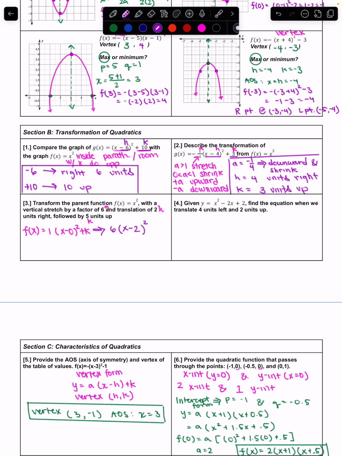And then 5 units up tells us that outside of the parentheses, we're just adding 5. So our final answer, we're just going to leave it in vertex form, and I'm going to name it g of x so we don't confuse it with f of x. g of x is equal to 6 times x minus 2 squared plus 5.